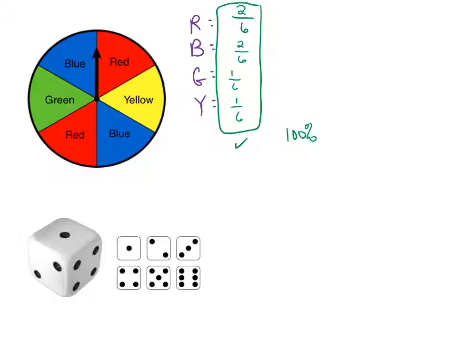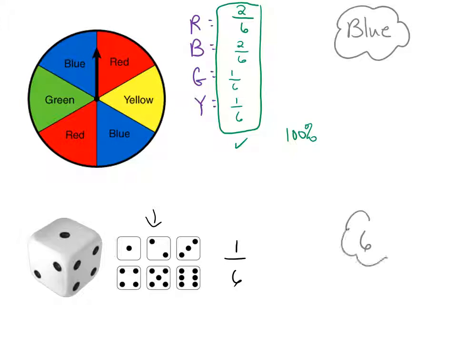Okay, let's look at the dice on the bottom there. I've drawn out the sample space here of a die, just showing what each face shows and what your options are for possible outcomes. And so every option on a die is 1 out of 6. So if your question said, what are the odds of spinning blue and rolling a 6?